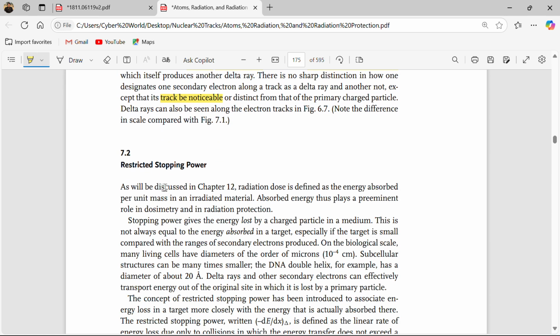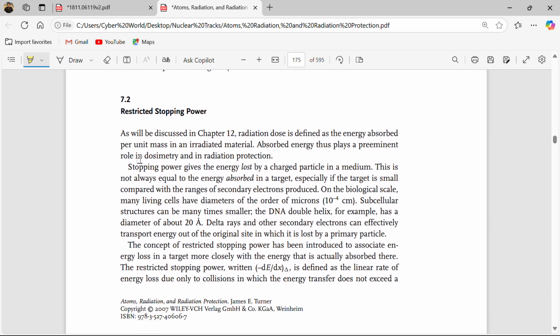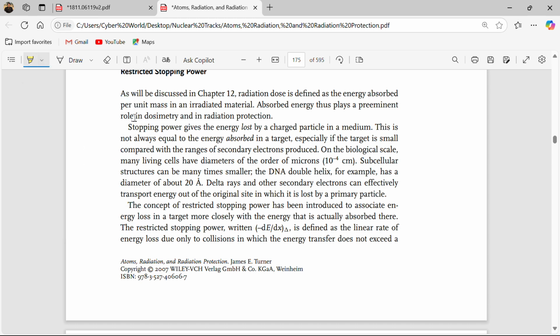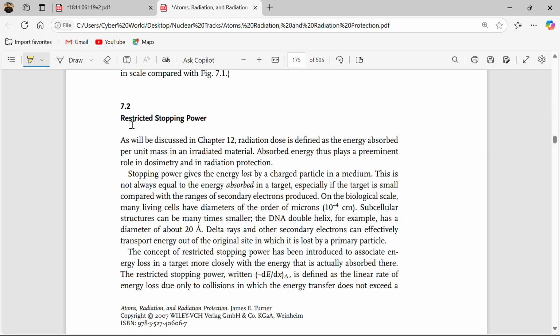Now move on towards the restricted stopping power. We already discussed what stopping power is in our previous lectures of Principal Methods and Applications of Nuclear Tracks. We have a detailed lecture on stopping power. You can watch those videos first. So what is basically the stopping power?